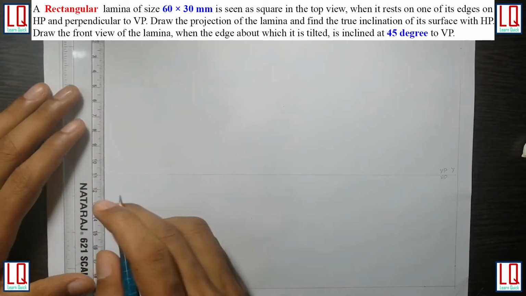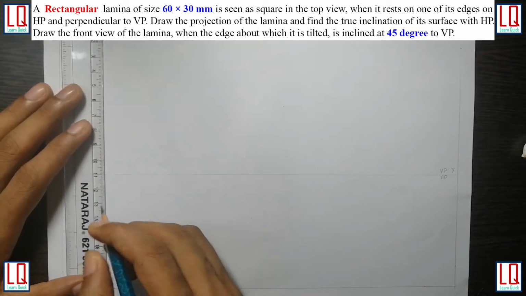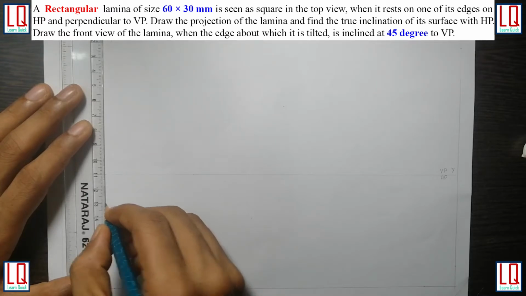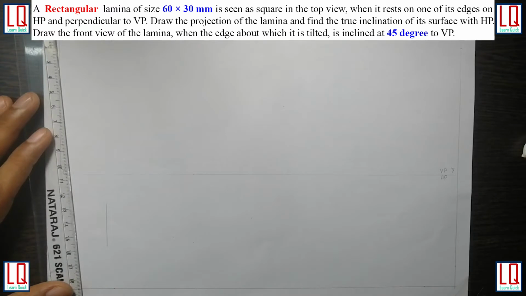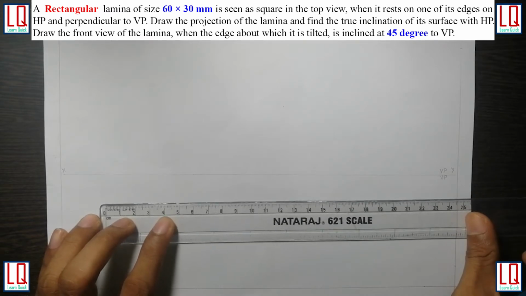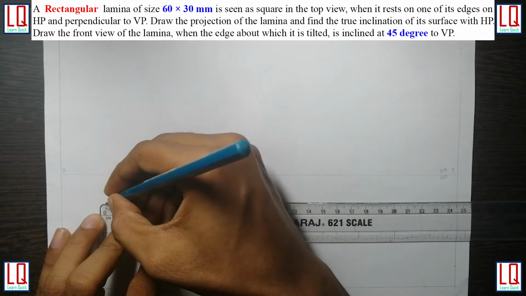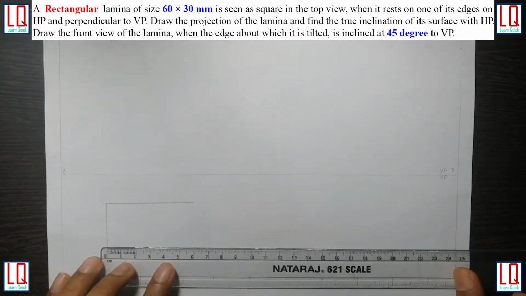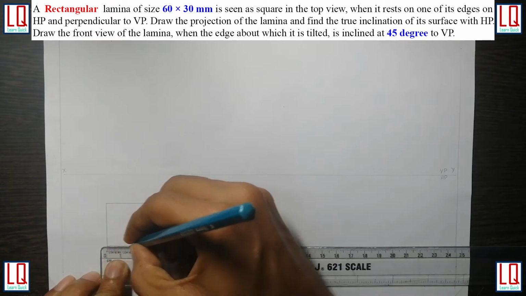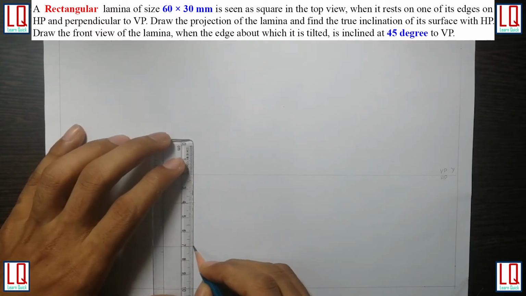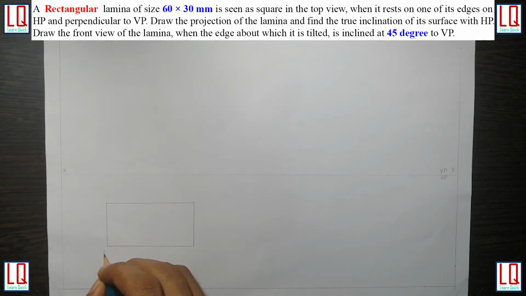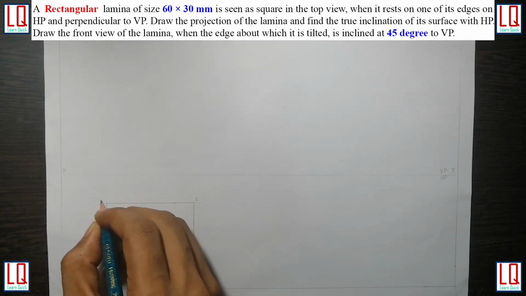So first mark a point on the XY line and then draw the shorter side of the rectangle for 30 mm, and then draw 60 mm, which is the longer side of the rectangle, and now mark the corners of the rectangle as A, B, C and then D.